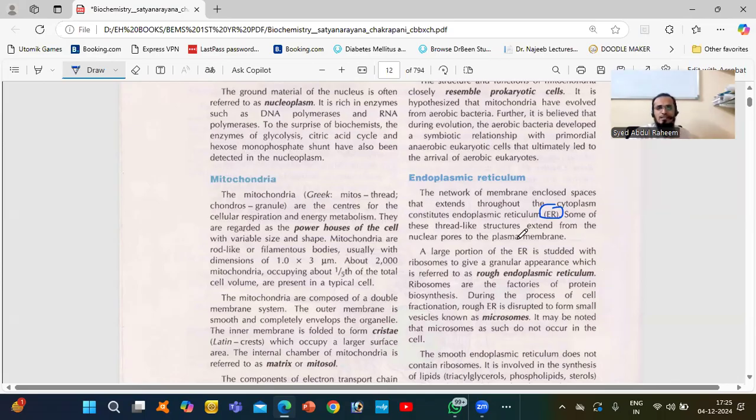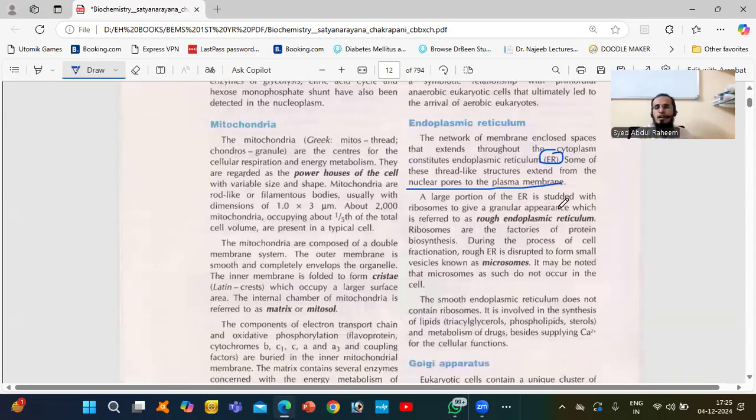Some of these thread-like structures extend from the nuclear pores to the plasma membrane. So it is extended from nuclear pores. Already you know that nuclear pores are connected with the plasma membrane. A large portion of ER is studded with ribosomes to give a granular appearance, which is referred to as rough endoplasmic reticulum. So we have two types of endoplasmic reticulum. One is rough endoplasmic reticulum, and the other we will discuss later.